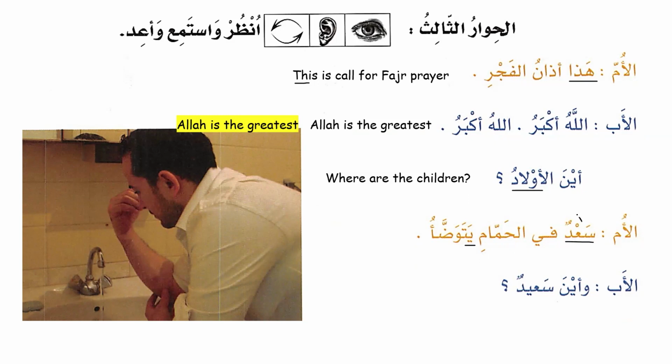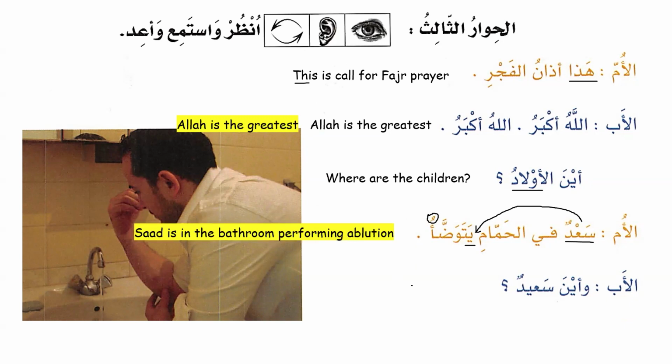As I explained earlier, when you talk about the third person, we will use the name of the person or we will use the pronoun, and after that the verb will start with ya, and in the end you will see that there is a dhamma on it. So now you know that yatawadda'u means he is performing wudu. Sa'd yatawadda'u. Sa'd is in the bathroom performing ablution.